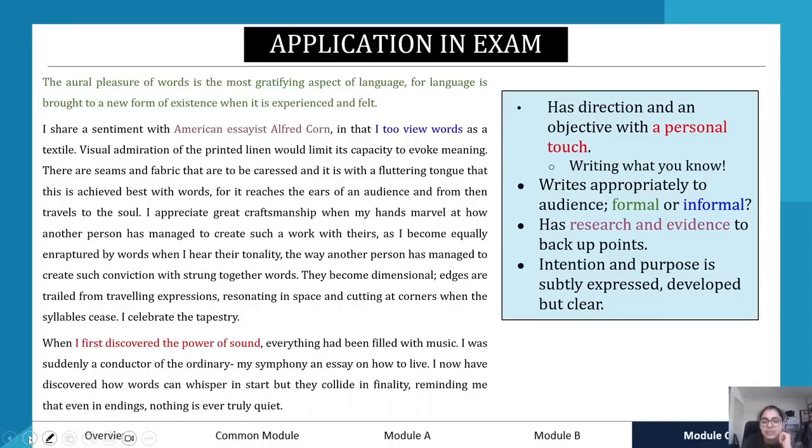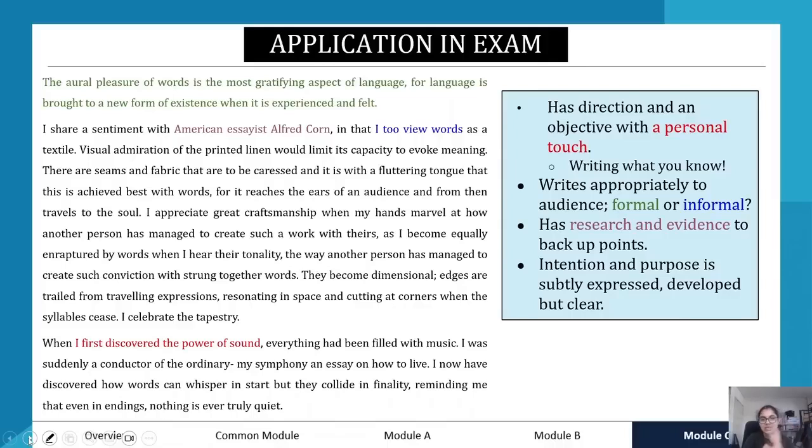I celebrate the tapestry. When I first discovered the power of sound, everything had been filled with music. I was suddenly a conductor of the ordinary. My symphony, an essay on how to live. I now have discovered how words can whisper in start, but they collide in finality, reminding me that even in endings, nothing is ever quiet.